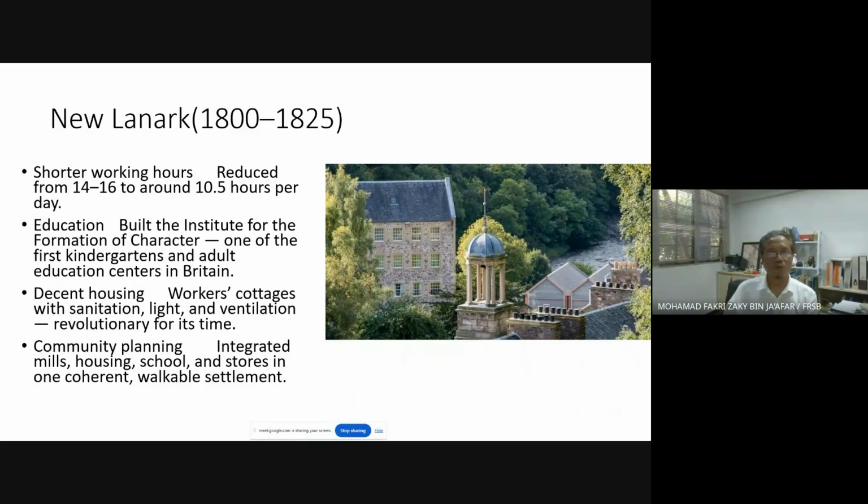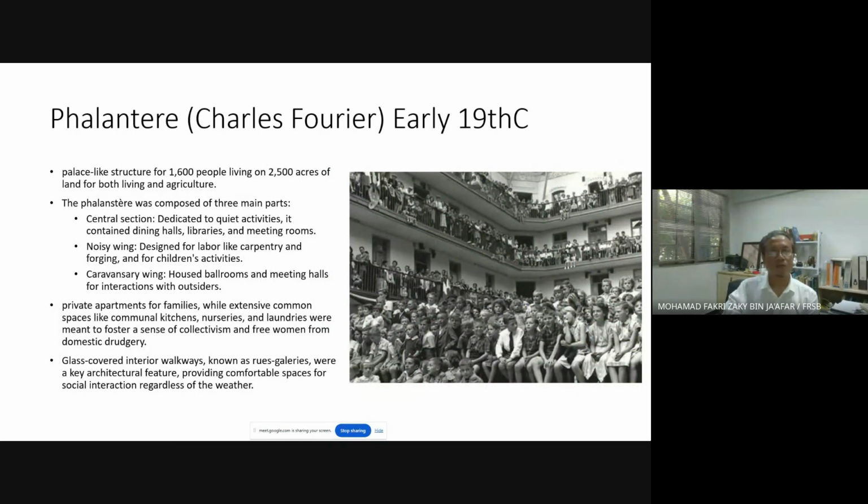So this is also for socialism an opportunity to organize society in a more rational and scientific way. In France, it was Charles Fourier who designed what was called Phalanstère. I don't know how to pronounce this. Okay, but it's a living quarters for 1,600 people living on 2,500 acres of land for both living and agriculture. So even in farming communities, they can live in a concentrated structure like this.